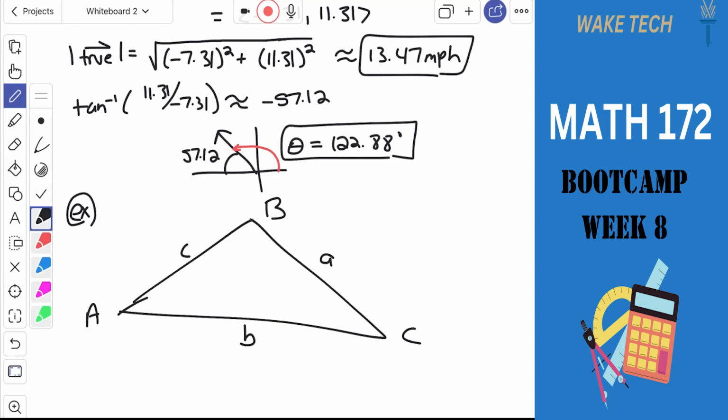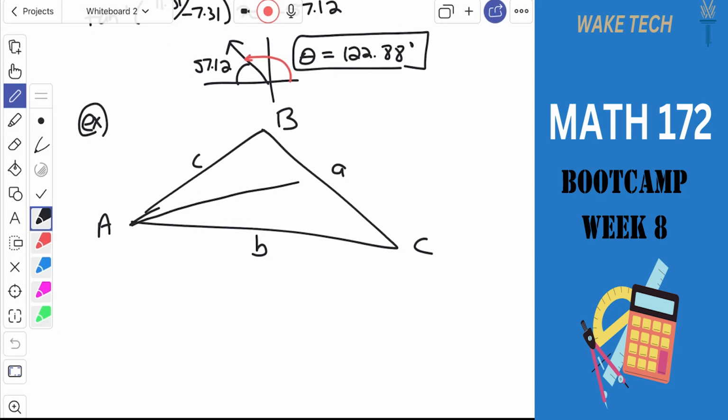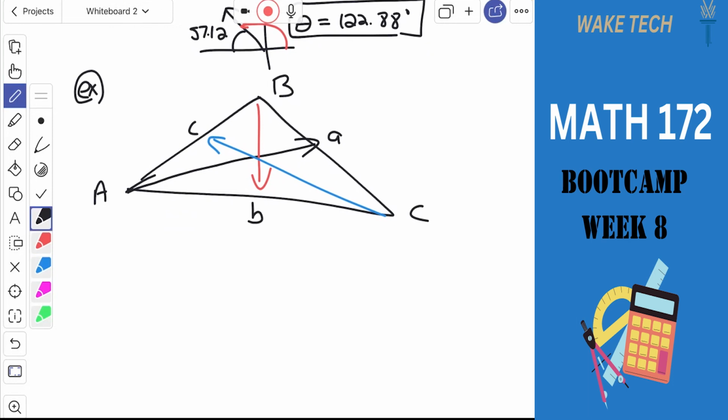Everyone we've ever done in class, I've always labeled exactly like this. Angle A is always across from side A, angle B is always across from side B, angle C is always across from side C. That always has to be the case. But it doesn't matter if you start with A or B. You could label it A, B, C like this. It would just be side A is down here, side B is on the left, and then side C is on the right.